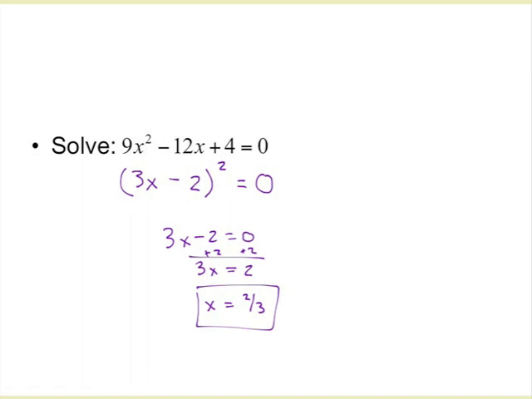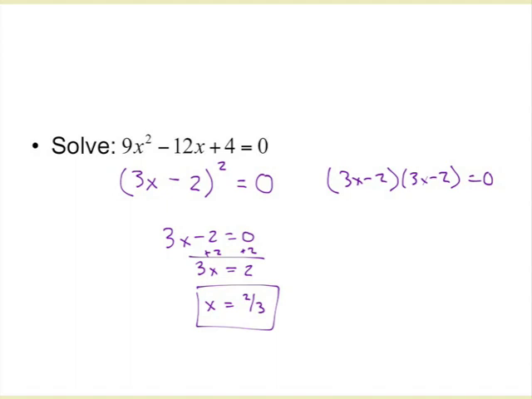Why did you get rid of the parentheses and the square again? Squared really just means times itself. So another way of writing this would be to say 3x minus 2 times 3x minus 2 equals 0. And then our last step was that we would set each parentheses equal to 0. But they're the same thing. So we really just set it equal to 0 once.